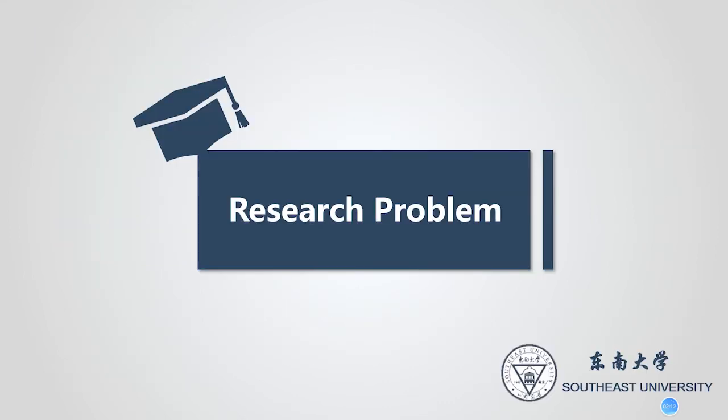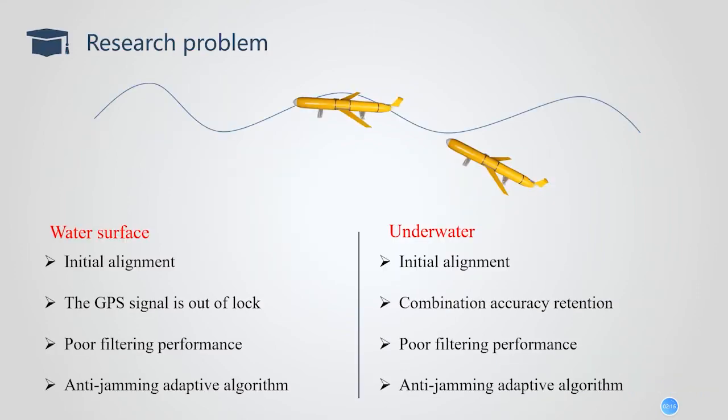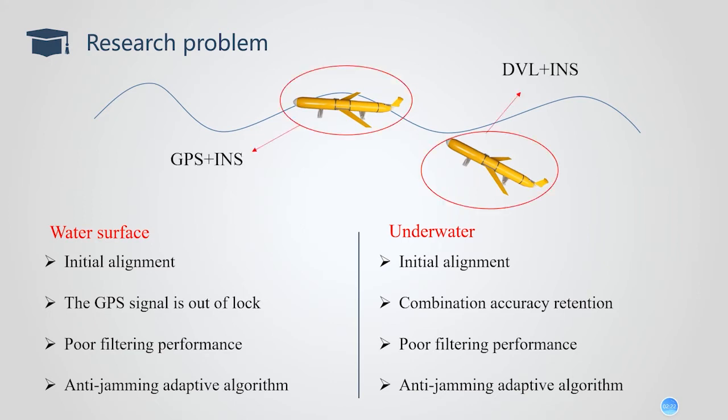The second part is the research problem. No matter whether the underwater vehicle is traveling on the surface or under the water, there are three common problems. The first one is initial alignment. The second is that the filtering performance becomes worse under the condition of turning and obstacle avoidance. The third is the anti-jamming adaptive algorithm.